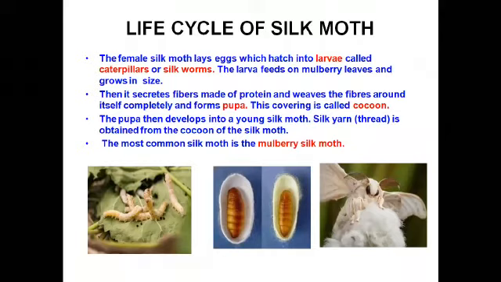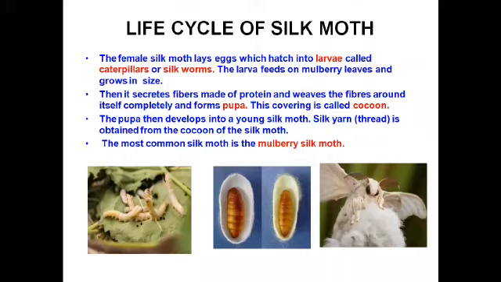So this is how silk yarn is obtained. Once the silk moth comes out, the cocoon is untangled and the threads are separated out. The cocoon is a hard structure, but it is made soft by dipping it in hot water. That we will do in the later slides.